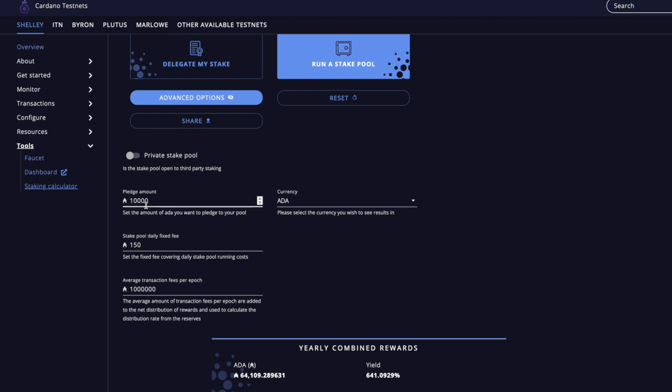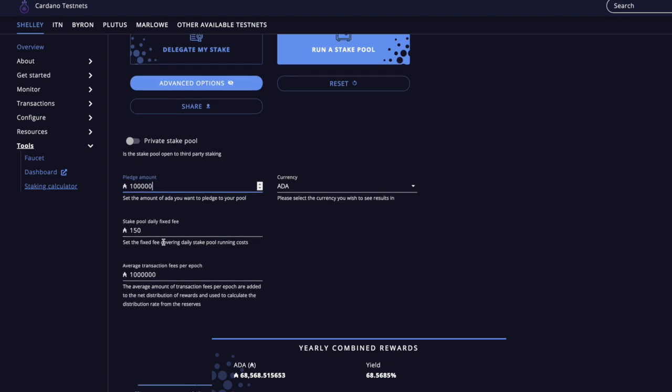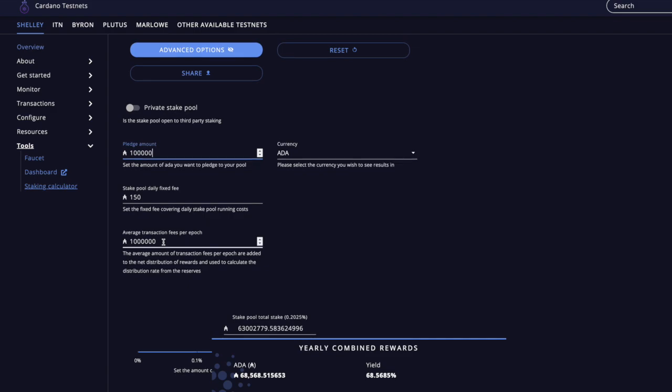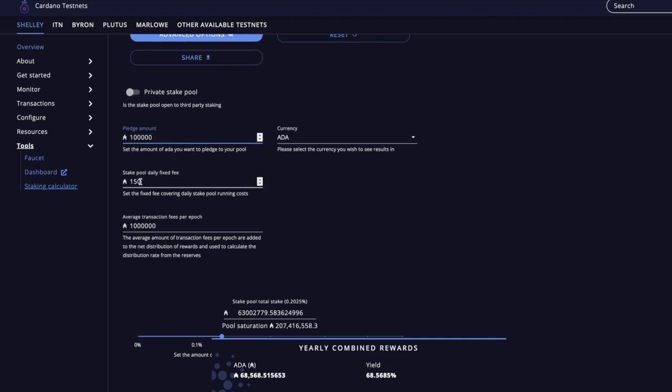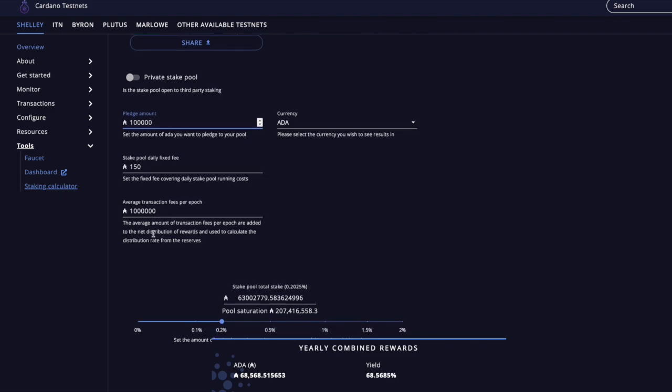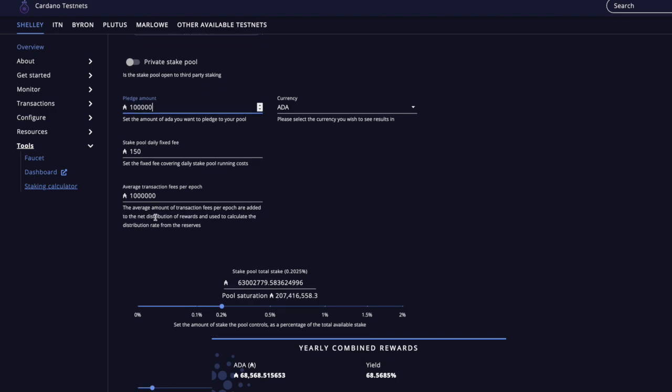So with the pledge, let's add another 0, because I know in the previous example we chose an amount of about 100,000 ADA. So that's what we're going to put in for the amount of pledge. And again, just an example, we'll have to pay attention to that as well. Let's see if we can keep a lot of these numbers the same. We're just trying to be as consistent as possible throughout these examples. So 150 ADA daily fixed fee. Very conservative. I think that's pretty realistic. Average transaction fees per epoch, we'll stick with that same number, that 1 million ADA.